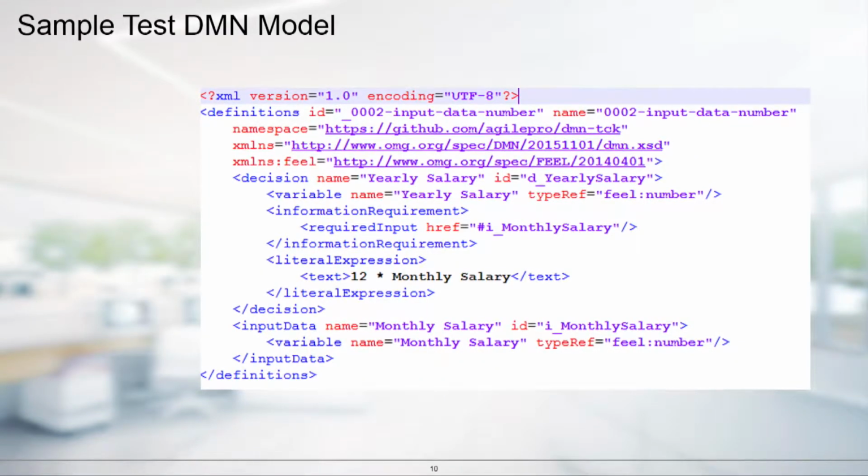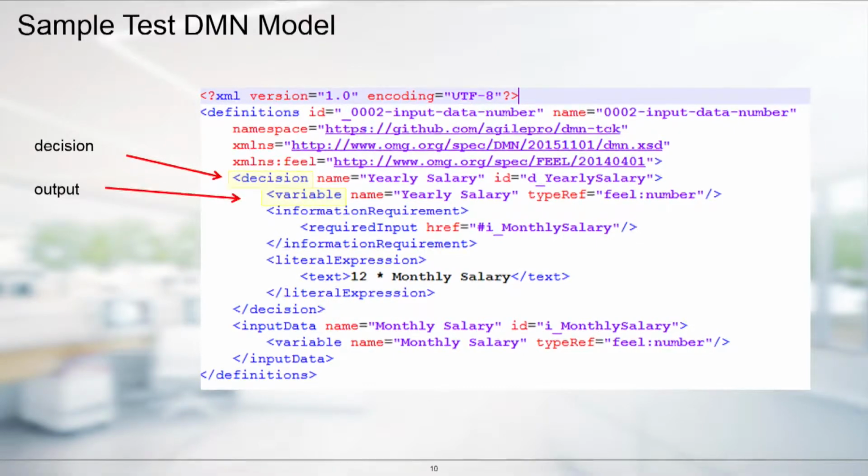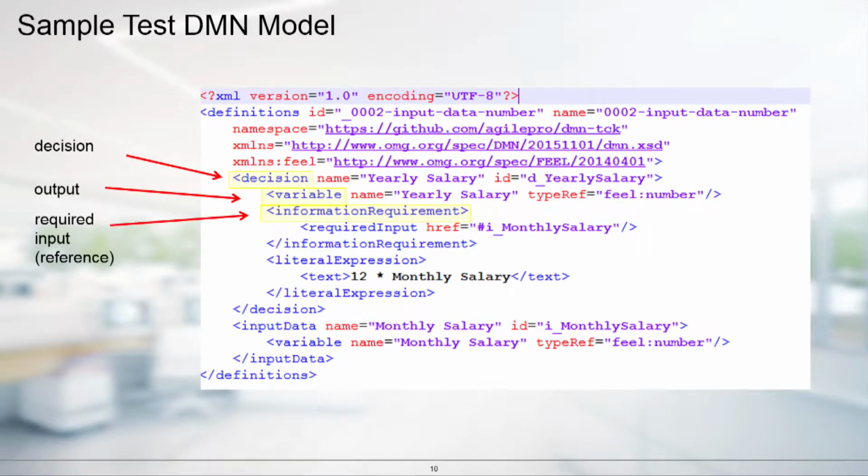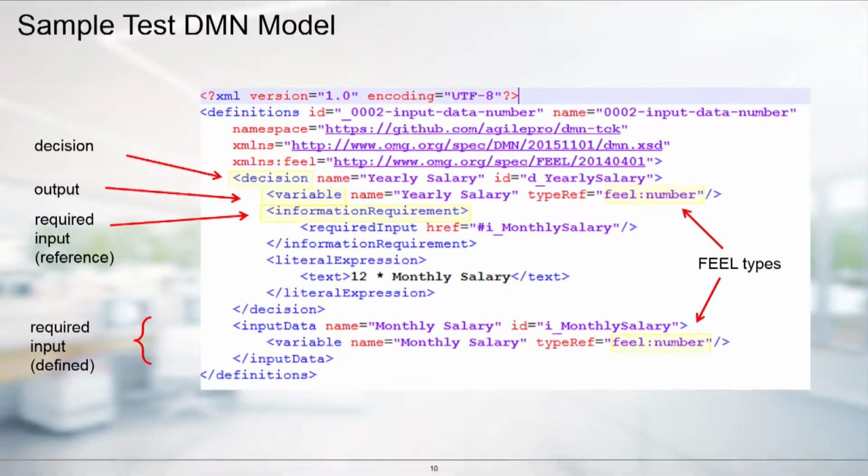To give you an understanding of what it is that we do, this is the XML format of a DMN model, and you see there a decision, and you see the definition of the output. So this model is calculating yearly salary. And here's the input, the required input, and this is a reference to the definition, which is down at the bottom. So, okay, monthly salary goes in, yearly salary goes out. You're seeing types here. These are the field types. And the main thing that's being tested here is the field expression. So that's basically it. This is a model to multiply the monthly salary by 12.